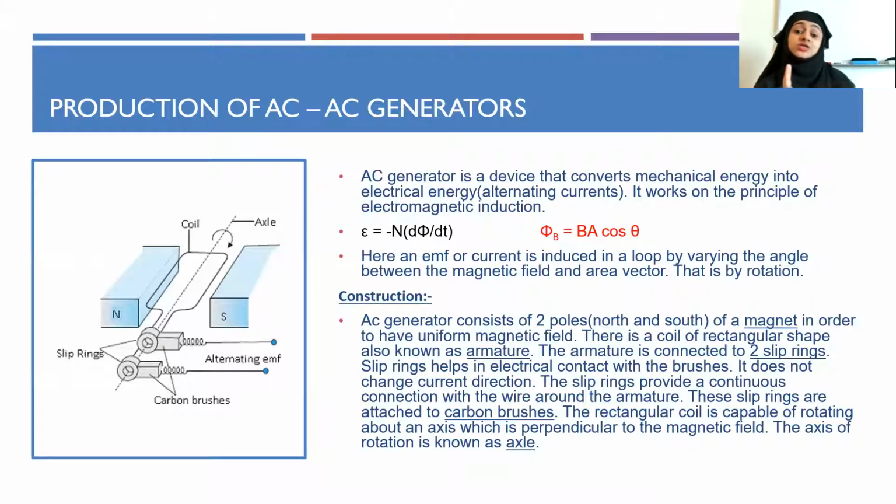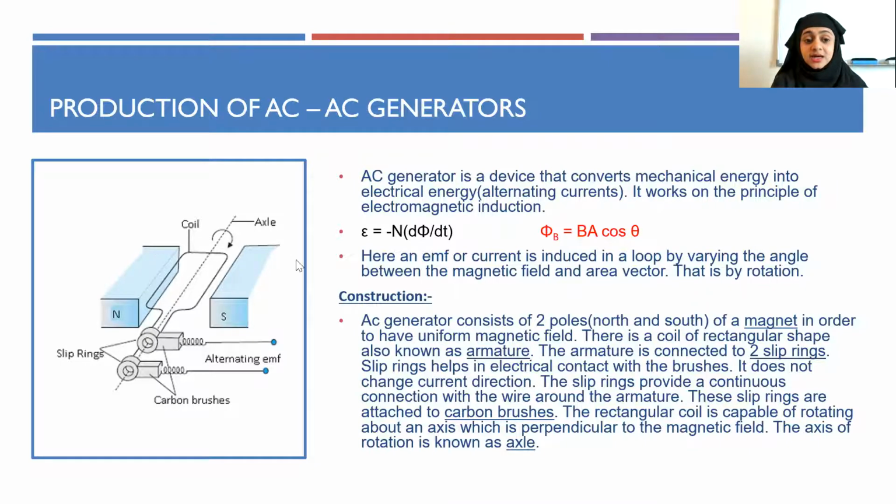So we can change magnetic flux either by changing B, the magnetic field, the area A, or the angle between them. So in an AC generator, we are producing EMF by changing theta, the angle between magnetic field and area. How can we change theta? By rotating. Okay. So in an AC generator, theta, the angle between magnetic field and area vector, will be changing. That is by rotating. So let us see how it is done.